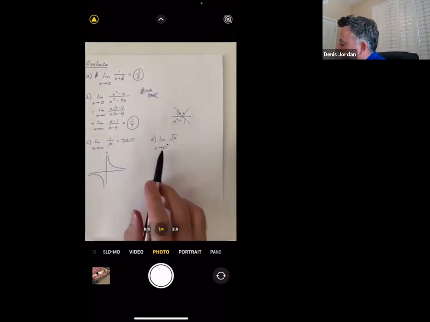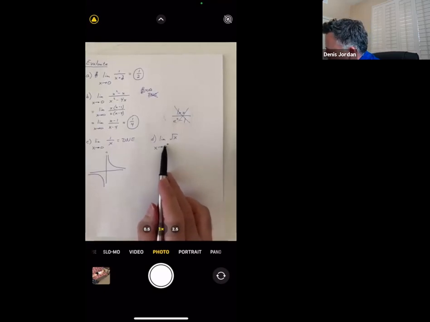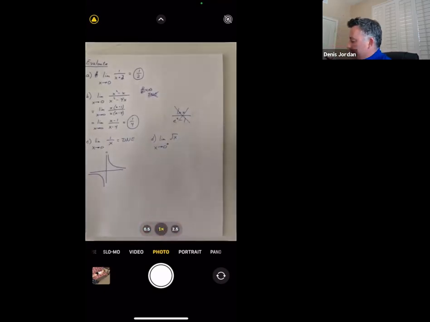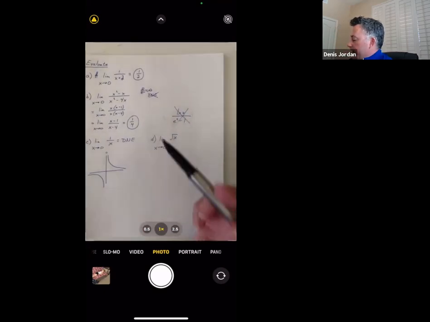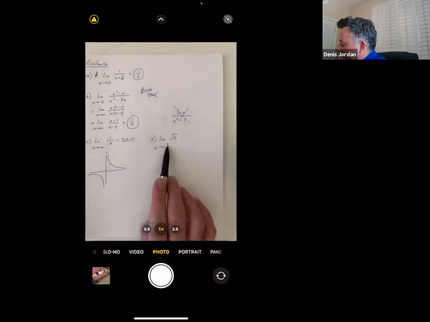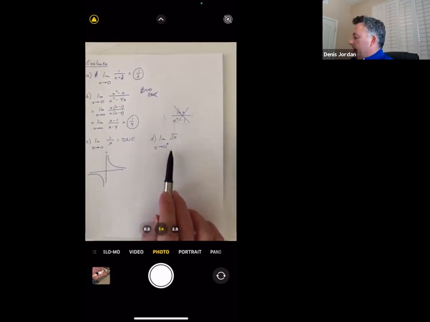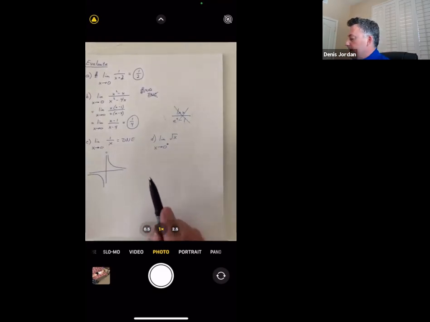Okay, let's try this one. The limit as x approaches 0 from the right of root x. So a lot of people get stuck on that little plus sign or minus sign sometimes. And when they see that, they automatically think that the rules are now totally different and nothing that they've done before applies. Is that true?